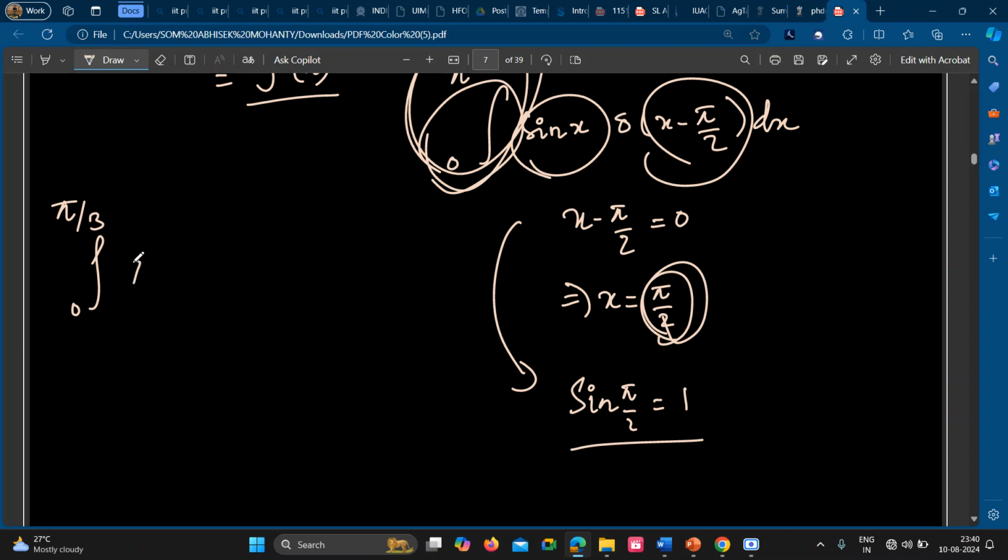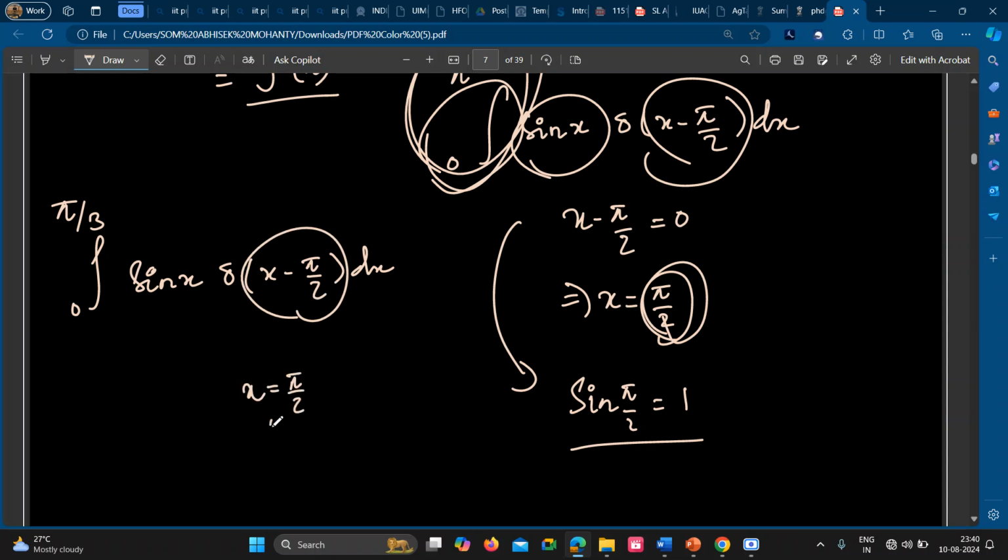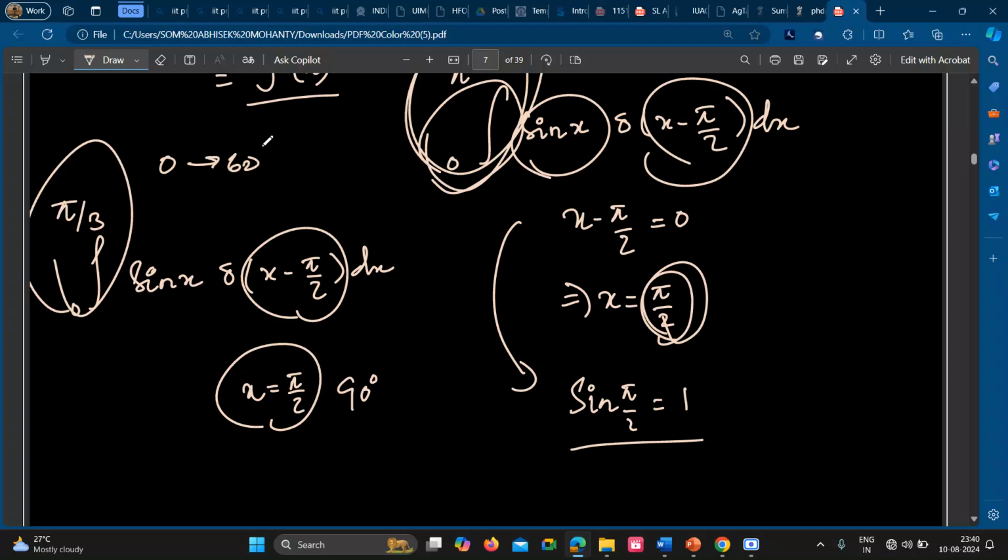Suppose 0 to π/3 of sin x δ(x − π/2). So x = π/2. π/2 is 90 degrees, and this limit is 0 to 60 degrees, so it does not fall in between. So the answer of this integration will be 0. Okay, so this is the integration using a delta function.